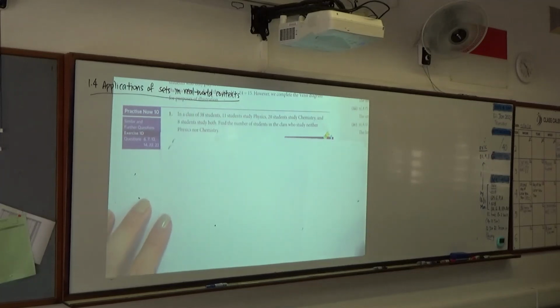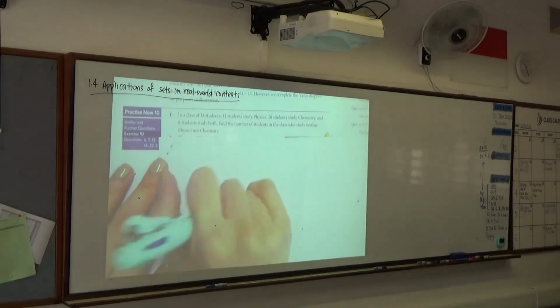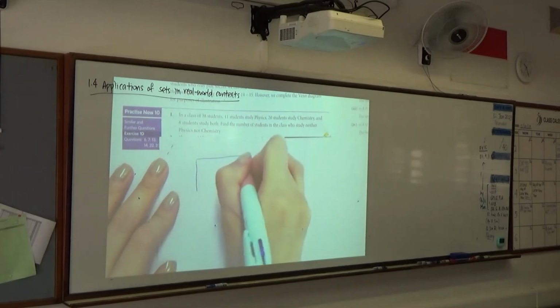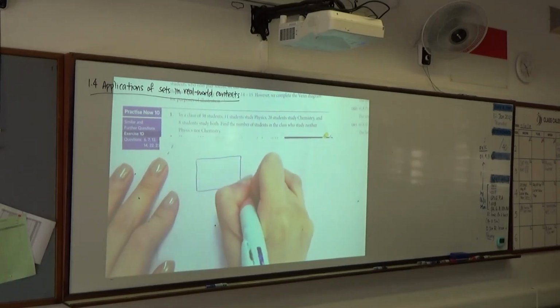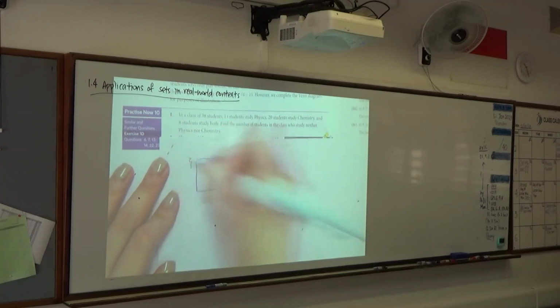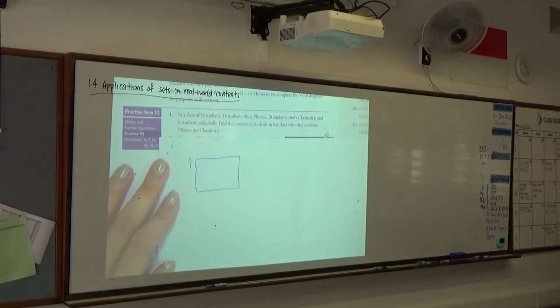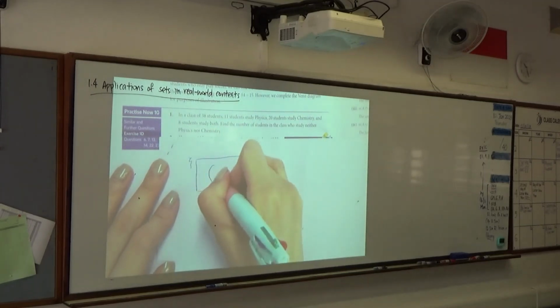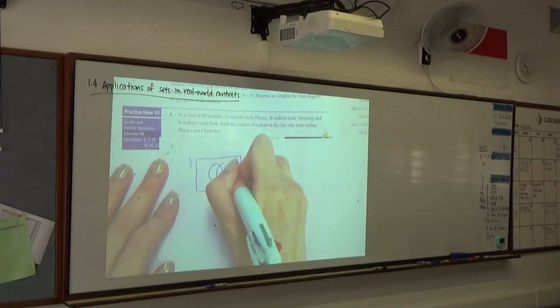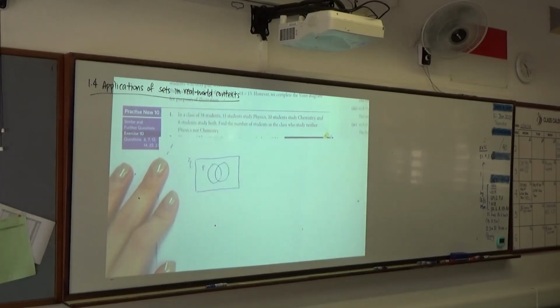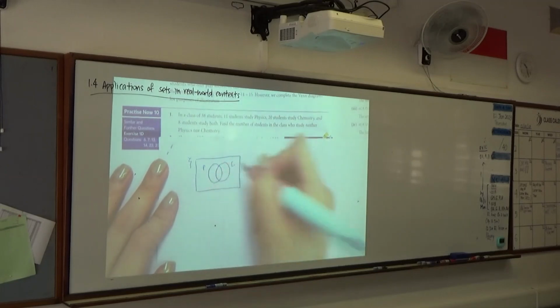Just by looking at this question itself, if you try to work it inside your brain, it might not be that easy. Since we already learned how to draw Venn diagrams, let's try to illustrate it into a picture form, to understand and break down the question. We're looking at a class of 38 students, and that will represent our universal set. We have students that study physics and students that study chemistry. Let P be the students studying physics, C be the students studying chemistry.